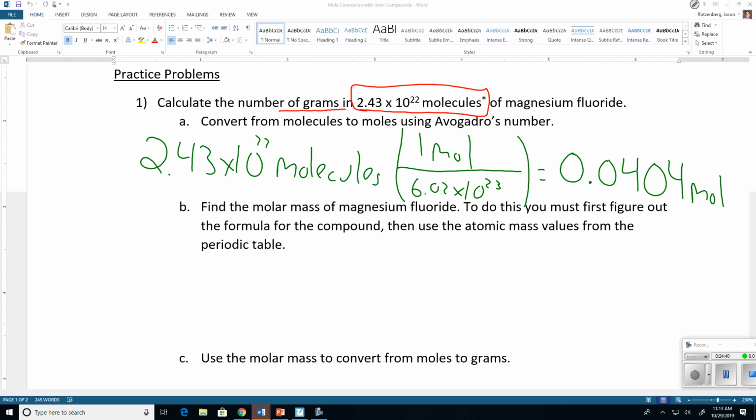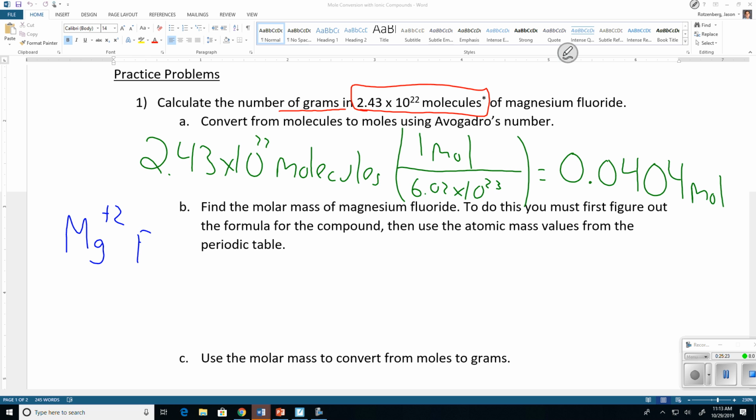Now, what makes this type of mole conversion a little more complicated than what you did is what I'm stating for letter B. The molar mass. It says you need to find the molar mass of magnesium fluoride. To do this, you must first figure out the formula for the compound, then use the atomic mass values from the periodic table. Magnesium fluoride. Okay, do we have our periodic table out in front of us? Morgan, what is the symbol and charge for magnesium? Mg plus 2.